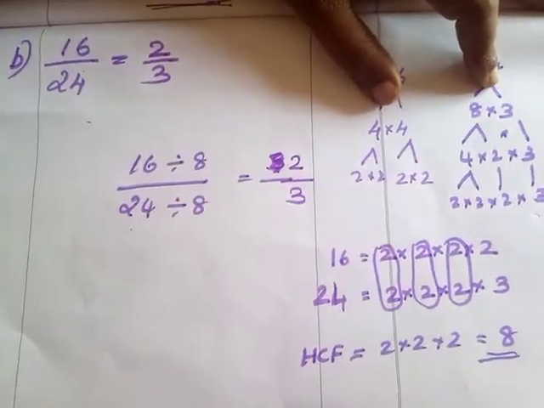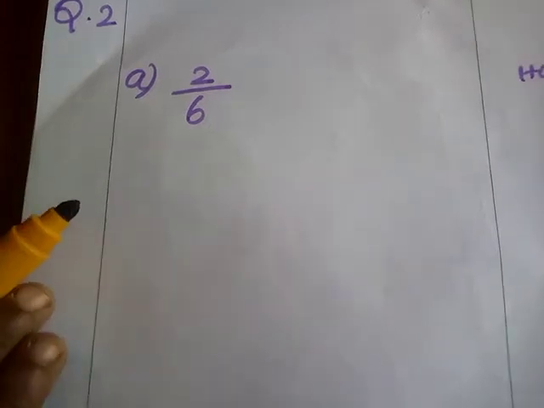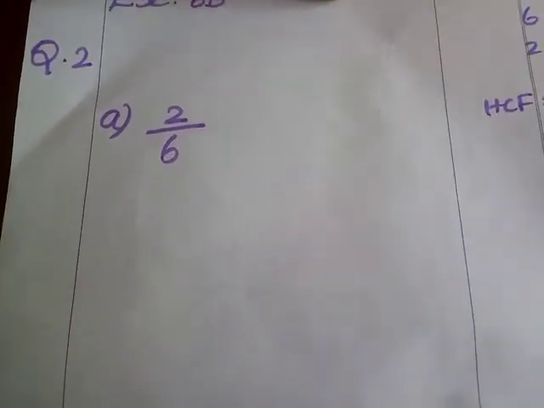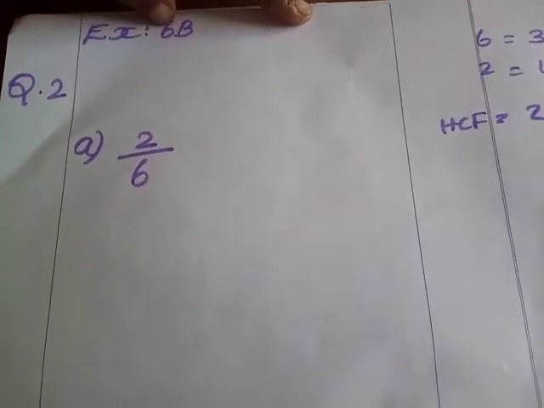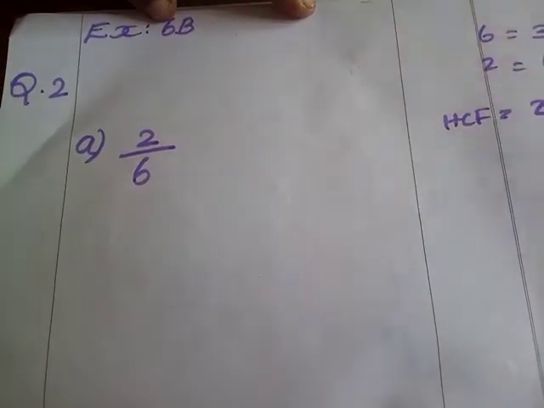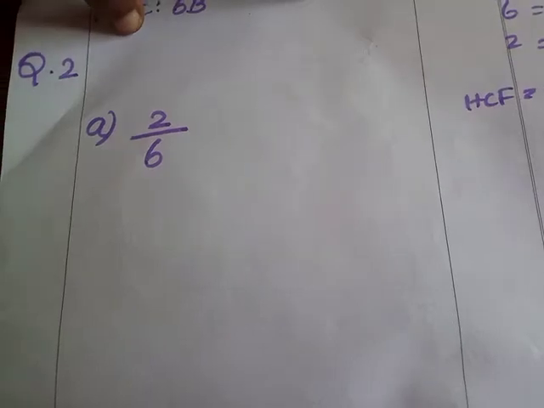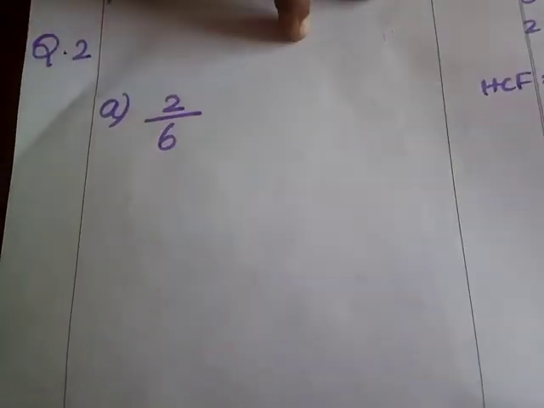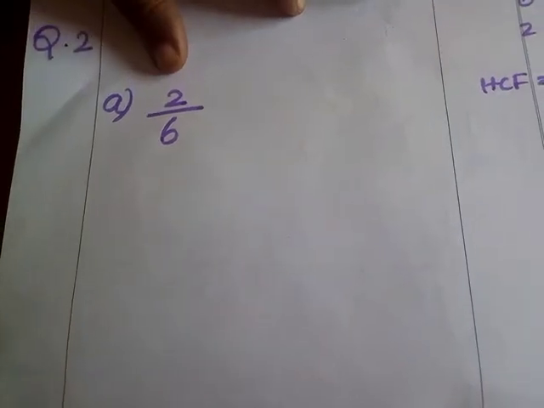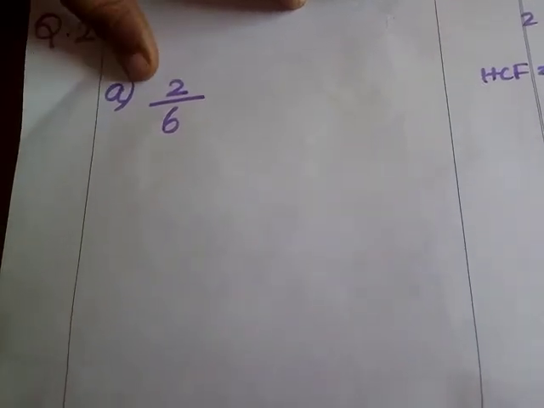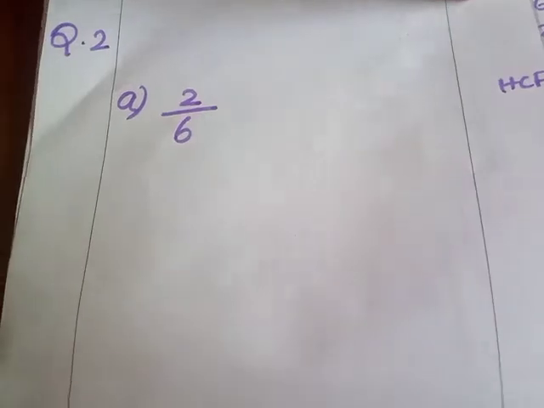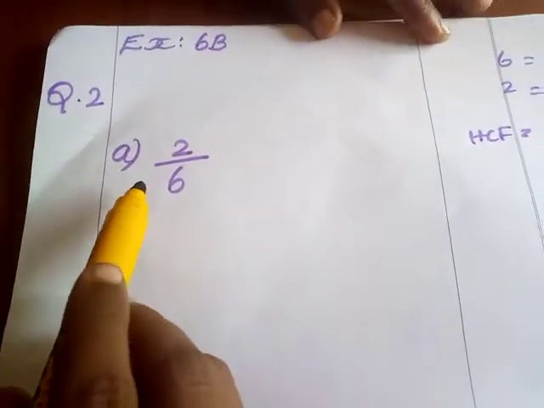Now these examples are from your content book, exercise 6b. In the first question, they have already found the HCF and are asking you to divide it and find the lowest term. In the second question, they are asking you to reduce into the lowest term. For that, we need to find the HCF. Those examples I will show you now. Look at the first question in question number 2.